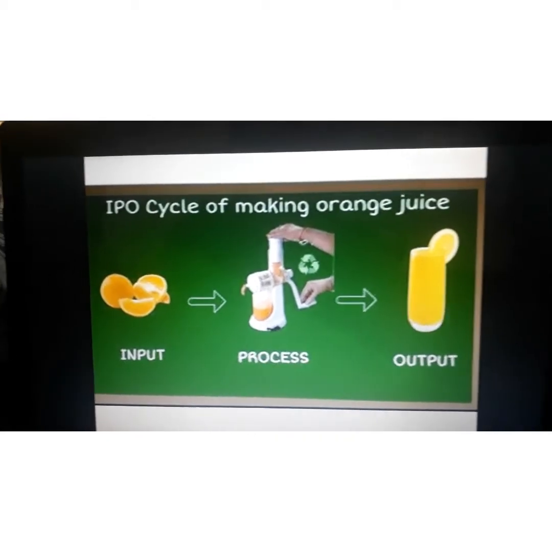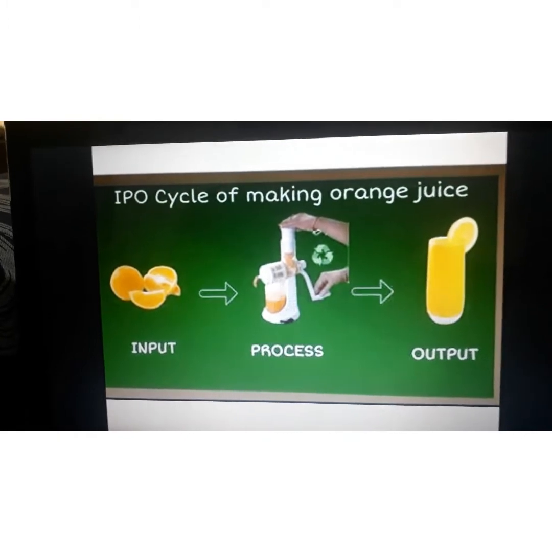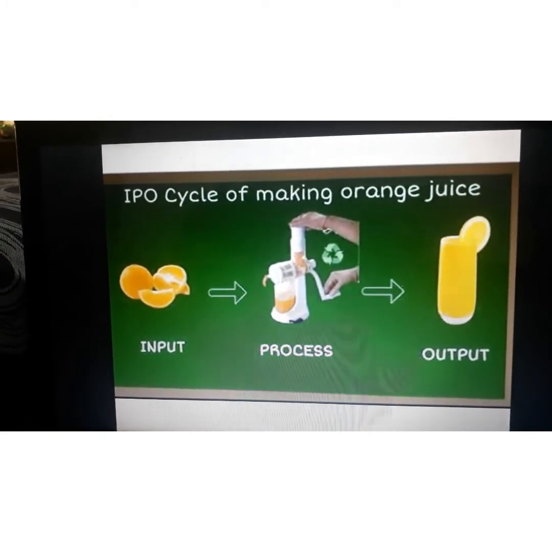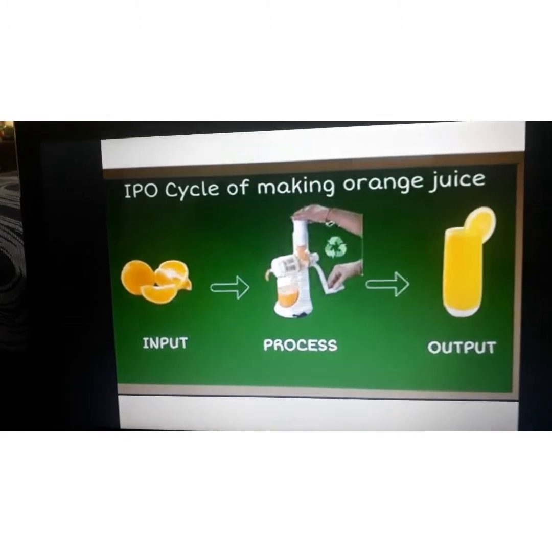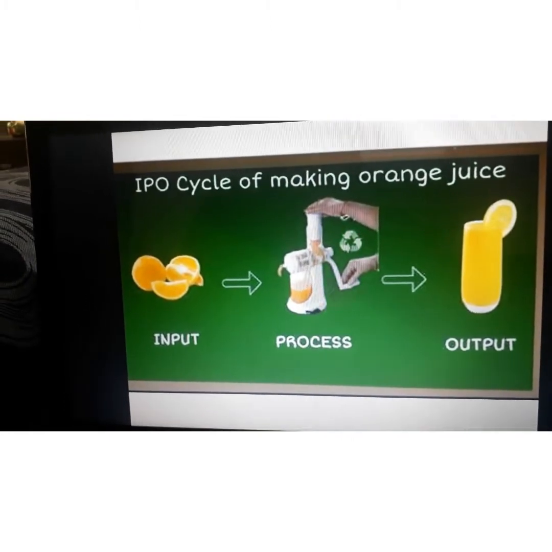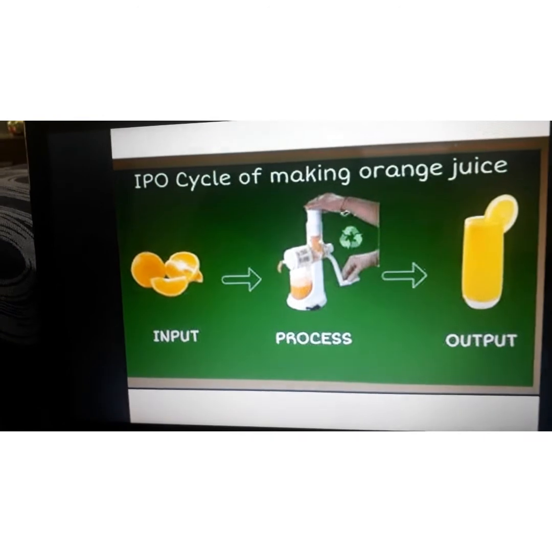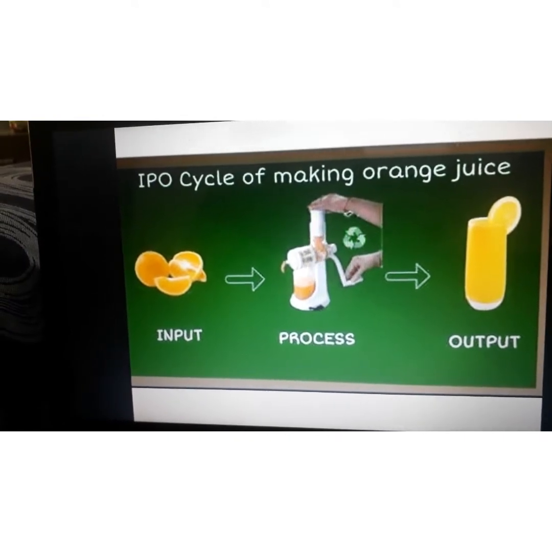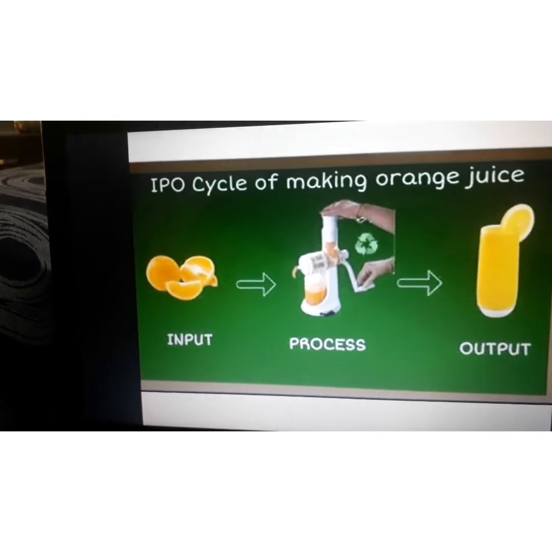Okay, so children, as I promised you that I am going to show you some more examples of the IPO cycle which you can actually see in your household every day. So there is this first example which says about the IPO cycle of making an orange juice.